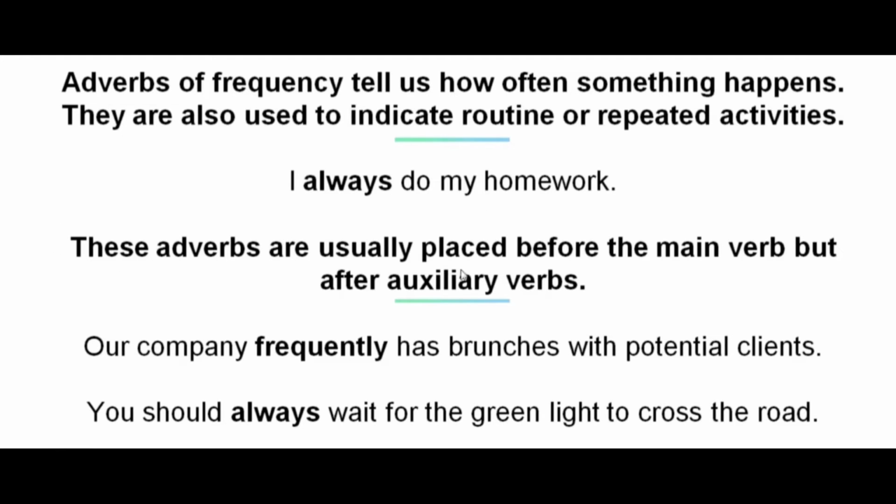Remember that these adverbs are usually placed before the main verb, but after auxiliary verbs. Now have a look at the examples below. Our company frequently has brunches with potential clients. Note that has in the sentence is the main verb, and the adverb of frequency, frequently, comes before it. But in this sentence, you should always wait for the green light to cross the road. Should is an auxiliary verb, and it comes before the adverb of frequency, always. And the main verb is wait.